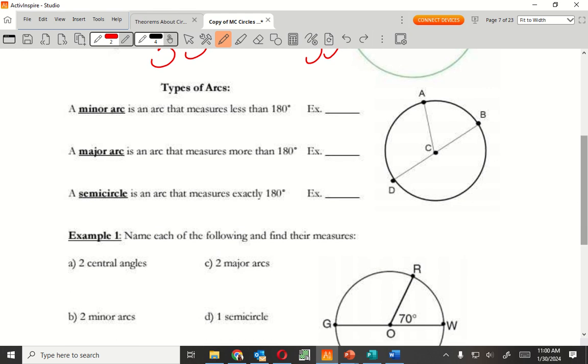Types of arcs. A minor arc is an arc that measures less than 180 degrees. That's really hot, isn't it? See what I did there? Did you get it that time?